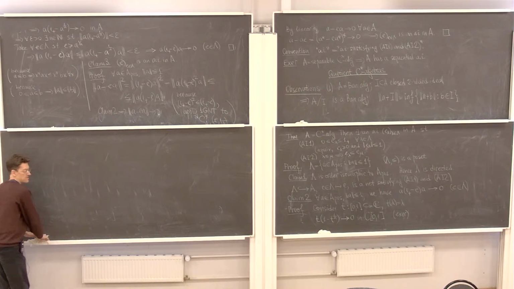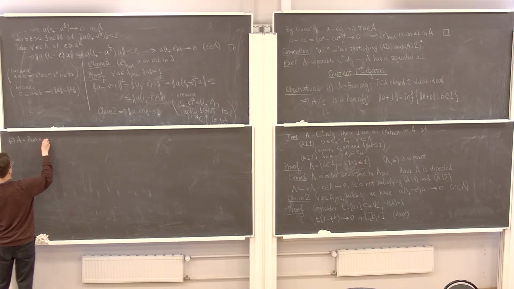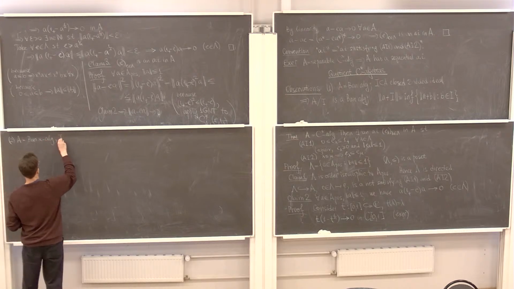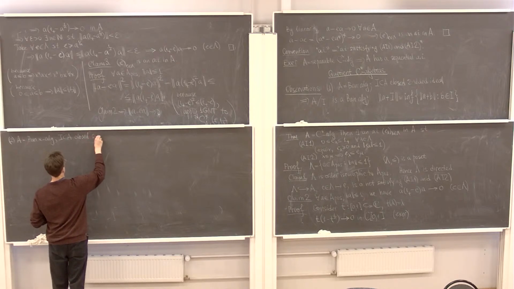Well, it's also rather easy to observe that if A is a Banach star algebra, this is our second observation. If A is a Banach star algebra and I is a closed two-sided star ideal.